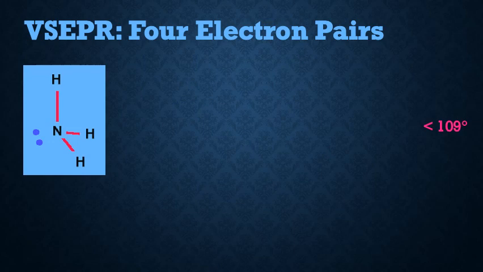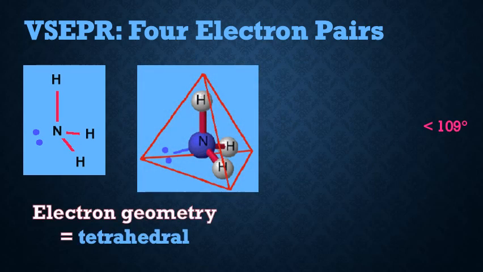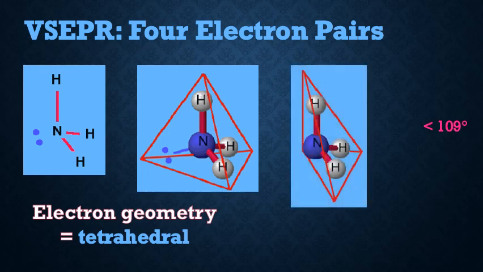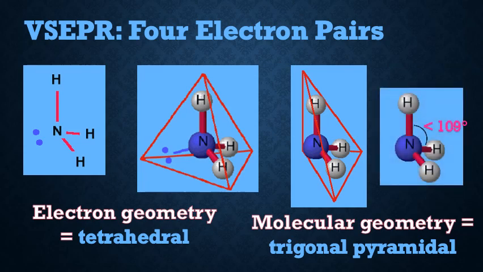Ammonia is a classic example of what we're talking about. Nitrogen has 3 bonds on it with 1 lone pair. The electron geometry then is tetrahedral because there's 4 things on the central atom. However, because there's 1 lone pair, the molecular shape ignores the lone pairs and it becomes trigonal pyramidal. And the bond angle is less than 109.5 degrees.